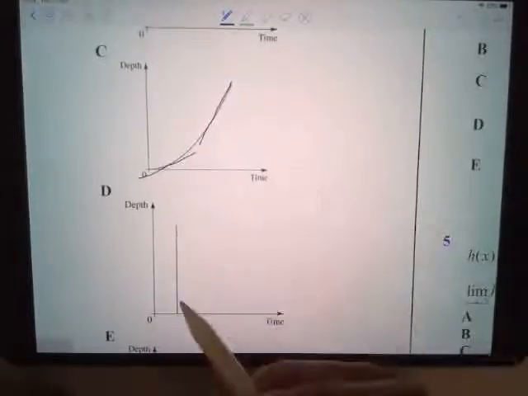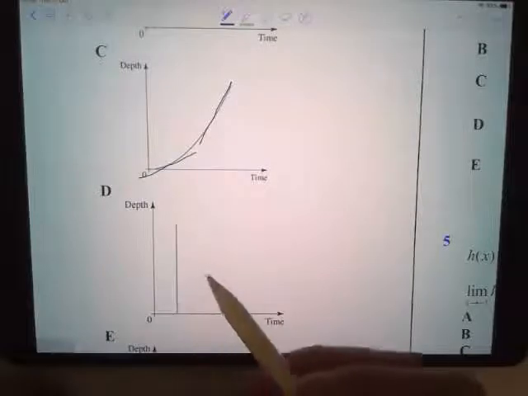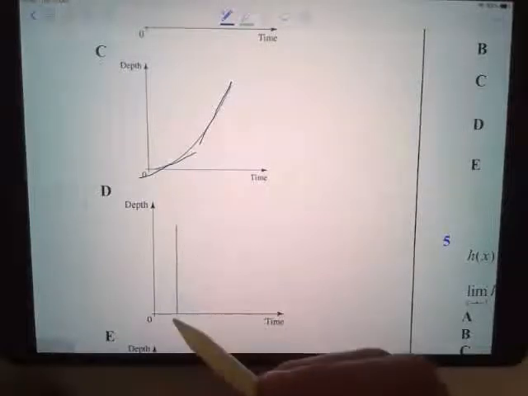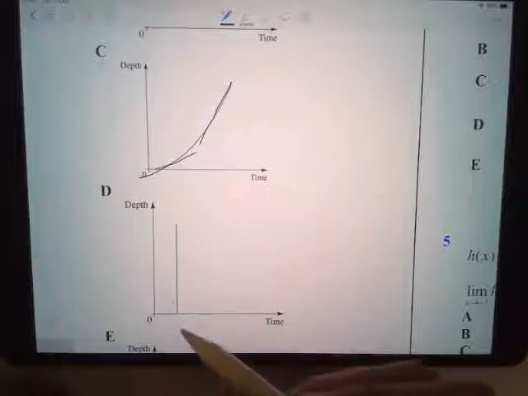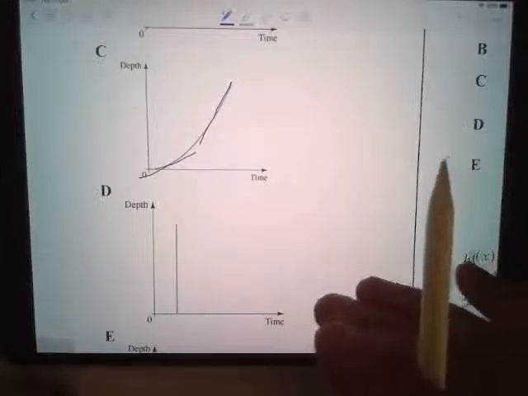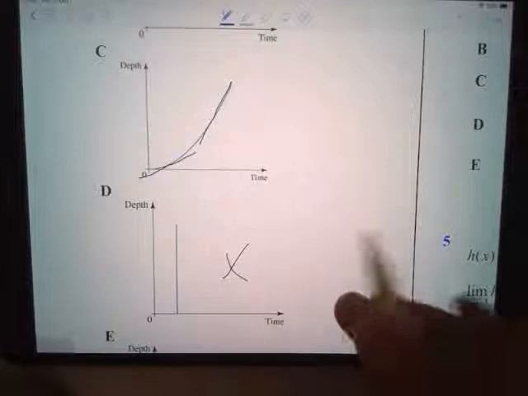This gradient of D is undefined. We don't get a gradient. It means in no time, the depth has just increased from 0 to a maximum. So this is also impossible.